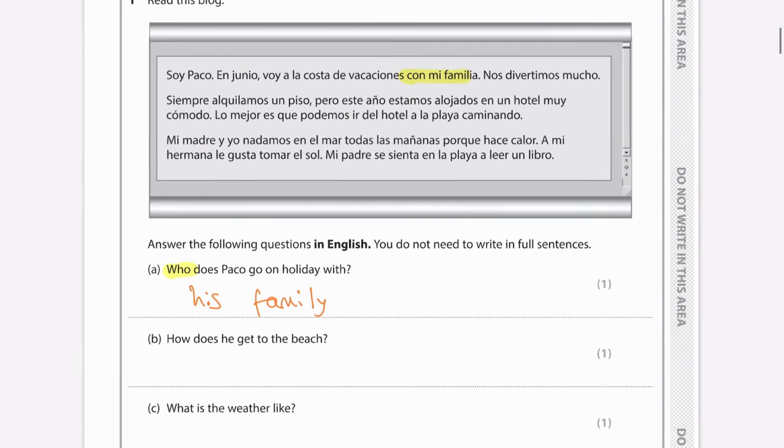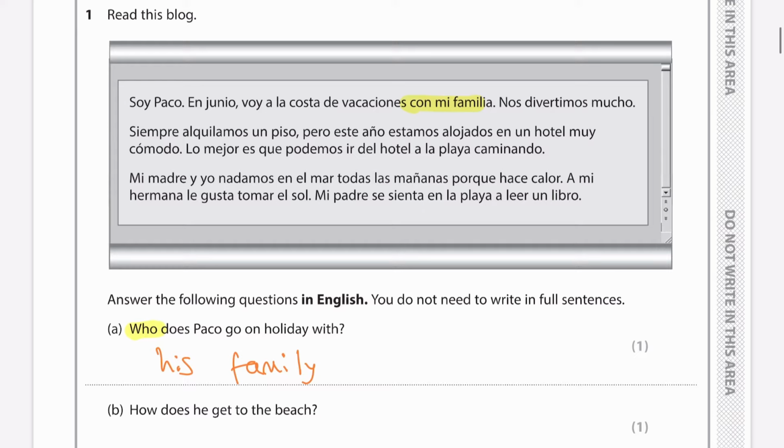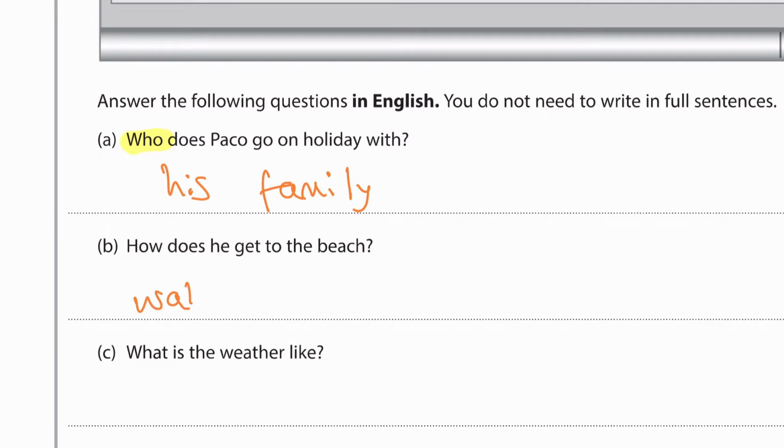Okay, continuing on. How does he get to the beach? That must be on the second paragraph. Siempre alquilamos un piso, pero este año estamos alojados en un hotel. So he's living in a hotel, muy cómodo. Lo mejor es que, the best thing is that, podemos ir del hotel a la playa caminando. So the best thing is that he can go from the hotel to the beach walking. This keyword here, walking, caminando, is the answer, so walking. Or on foot, by foot, okay?